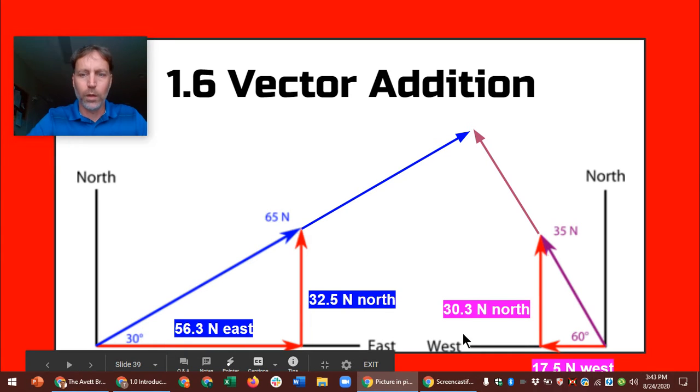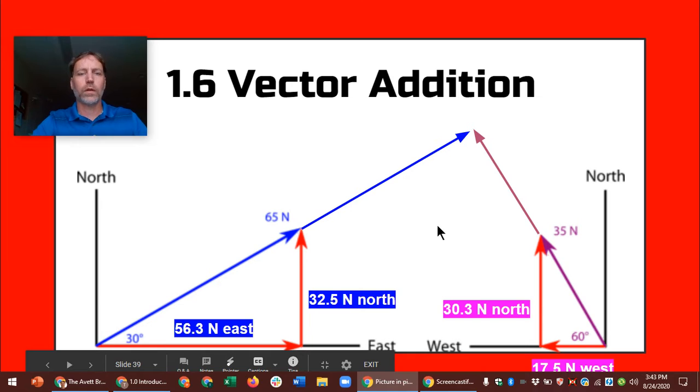Now, what we learned last time was that we could resolve these vectors. So we could find out what the horizontal or eastward component of this was using some trigonometry, and we figured out the north component on the other axis. So for this blue one, the force was going 56 newtons towards the east and 32.5 newtons towards the north. And likewise, on this pink vector over here, we had 17.5 newtons to the west and 30.3 newtons to the north.